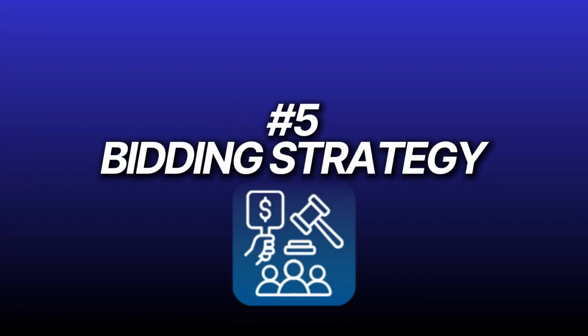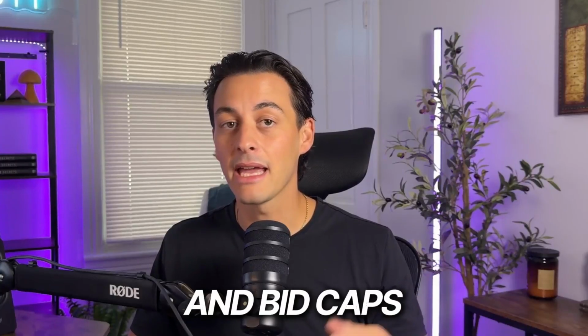Fifth, your bidding strategy. Auto bidding lets Meta choose which auctions to enter. Cost caps and bid caps give you more control. A cost cap tells Meta your target cost per result, and a bid cap is a hard ceiling. If you're using caps and your ads aren't spending, increase the cap by $5 to $10 every few hours until you find a spend pocket.